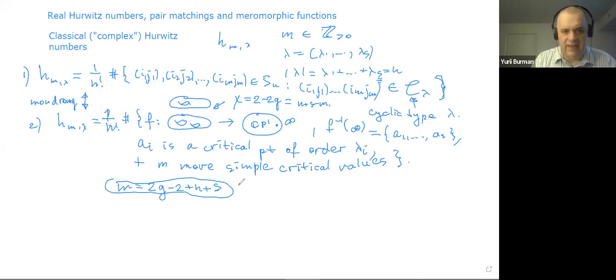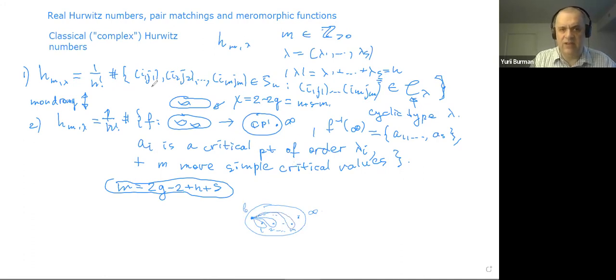I mean that when I have a function with simple critical values somewhere, numbered 1, 2, and so on, m, and the critical value infinity somewhere else, I'm going to take a non-critical value b and draw loops going around those simple critical values in the order they are numbered. We should number them to do this.